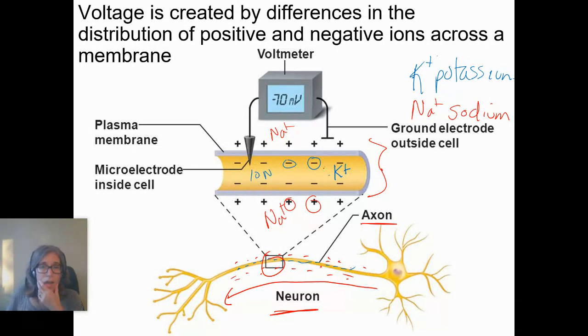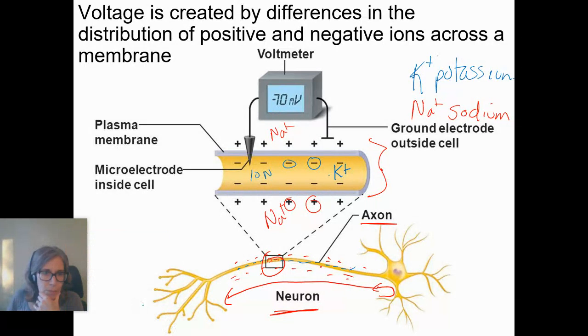Okay, so when an impulse goes along a neuron, it starts maybe here and it goes along this way. And when it gets right here, what happens is that the sodium ions diffuse in. They're going just with facilitated diffusion, high to low. They're not all going in, but some of them are going to go in.